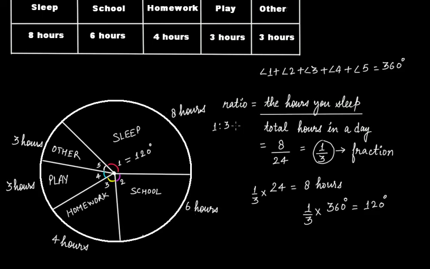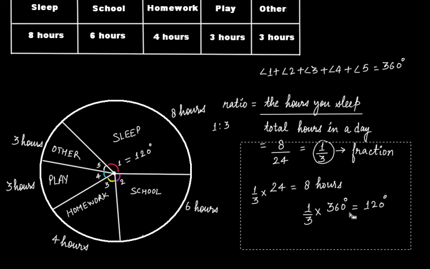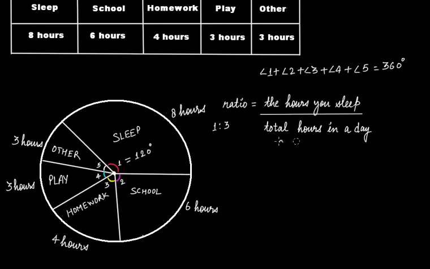Now, in the same way, if you find the ratio of the hours you spend in school to the total hours in a day, your ratio will be 6/24, and 6 is the highest common factor. If you simplify it, the ratio comes to 1/4, right? And this is telling you the fraction of 24 hours.